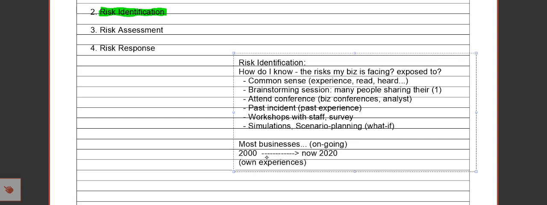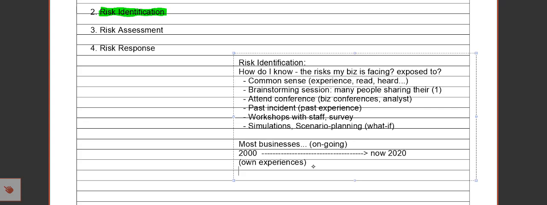Okay, you would have your own experiences about the risks that you've been through. All right, the question is, do we have a way that we can be more systematic in dealing with our own risk?